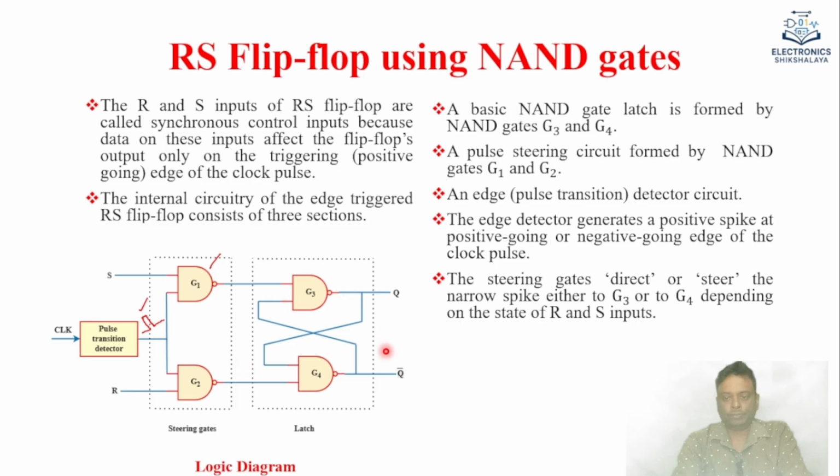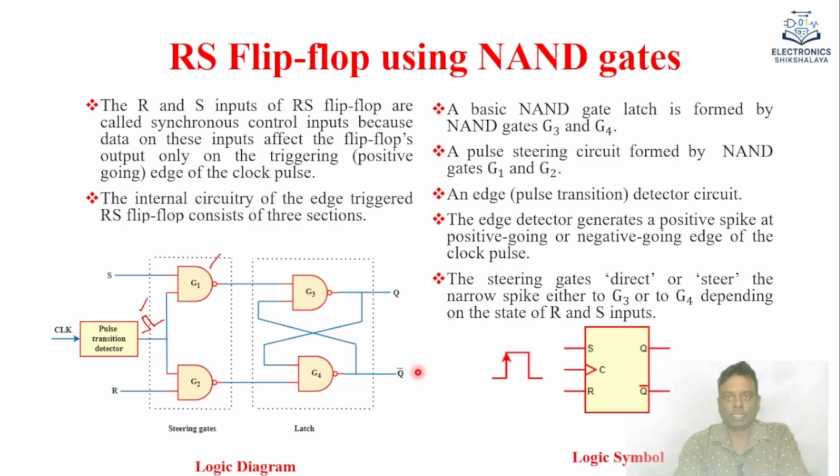So that is the internal circuitry of any flip flop. In this case we are using the RS flip flop and the NAND based latch. This is the logic symbol of this RS flip flop. You can see that this is the clock signal. It is the positive edge of the clock, so the transition is from low to high. That is why there is a clock symbol. So this is the logic symbol of this RS flip flop.